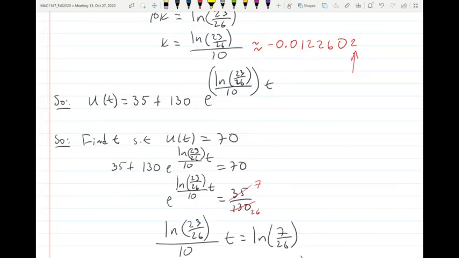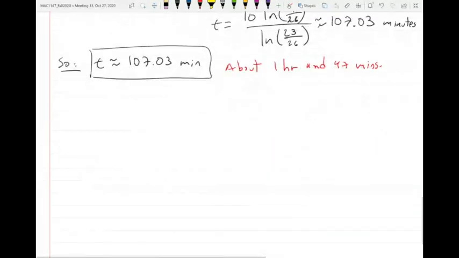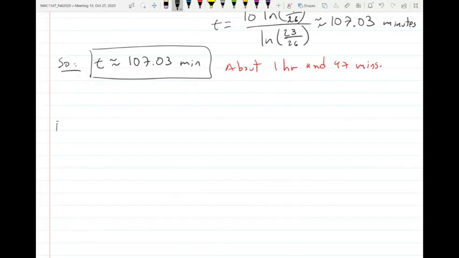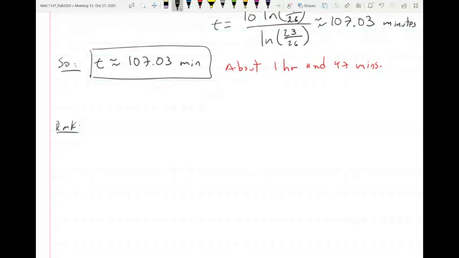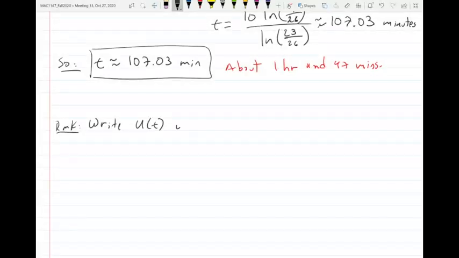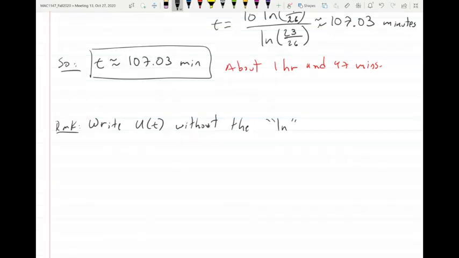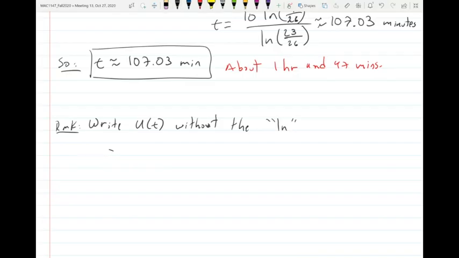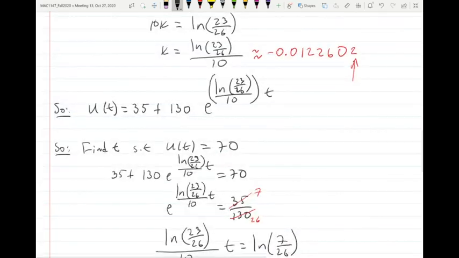Okay, so let me just show you quickly how we can rewrite that formula without having the ln. So remark: write u of t without the ln. How can we do this? If we do that, then the formula will look cleaner. It's just that it's easier to leave it with ln for calculation purposes because of the calculator that we have: we have ln, but we don't have another base. But anyways, let's take a look at how we can get rid of the ln.